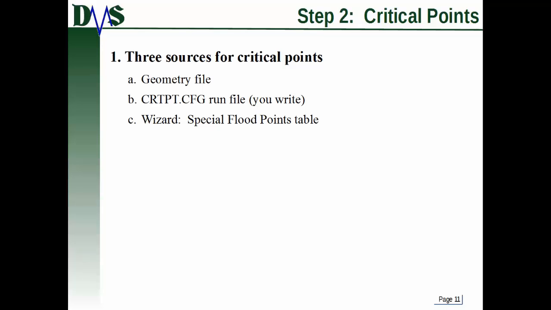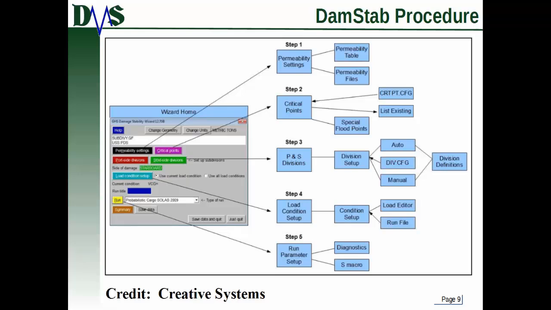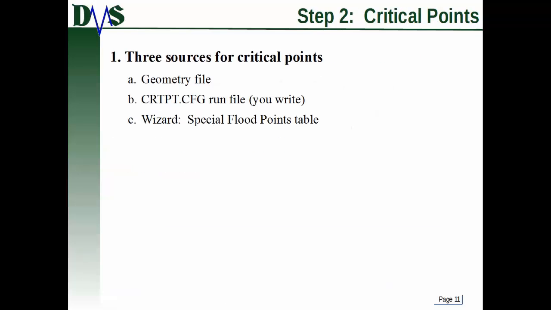Okay, the next thing you do, step 2, is you create critical points. If I go back here real quick to the flowchart, you'll click OK, and it will take you back to this main wizard home. Then you click the purple critical points button, and this lets you define the critical points. You'll notice this wizard is really set up assuming that you don't have anything defined ahead of time. Again, it'll use the critical points from the geometry file.